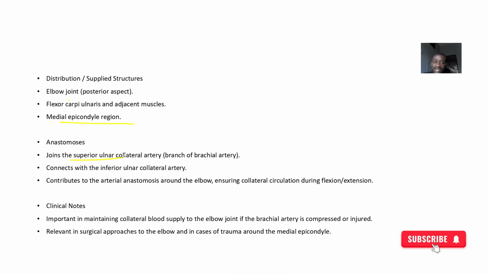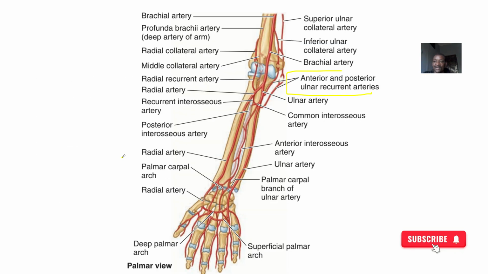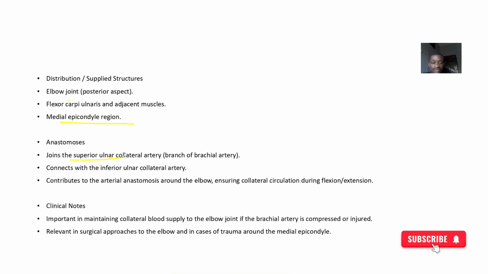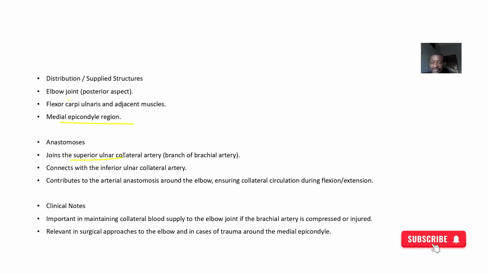So it contributes to the arterial anastomosis, that's the blood supply around the elbow. That's just the importance. So it's important in maintaining collateral blood supply. It's also relevant in surgical approaches in the elbow, and maybe in cases of trauma or issues around the medial epicondyle.